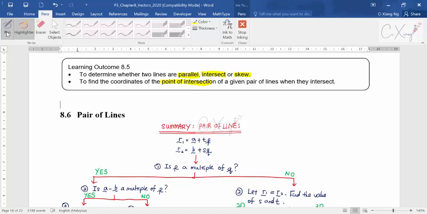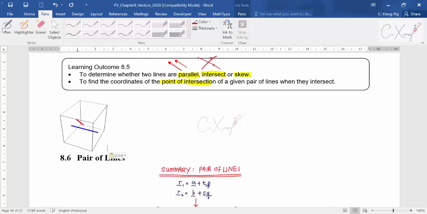Okay, so just a very simple concept for you all. Parallel, I think all of you should know. Parallel means that they are in the same direction. They are parallel to each other. Intersect means that they touch each other. And after that, skewed. For the skewed case, it is a bit more complicated, so it will appear only in 3D.